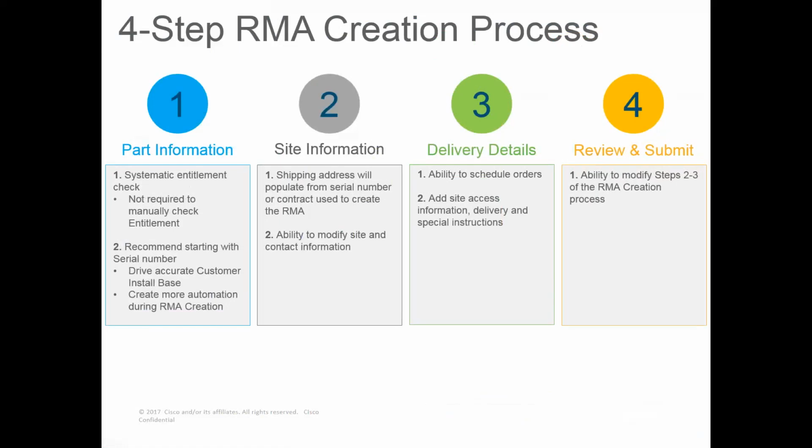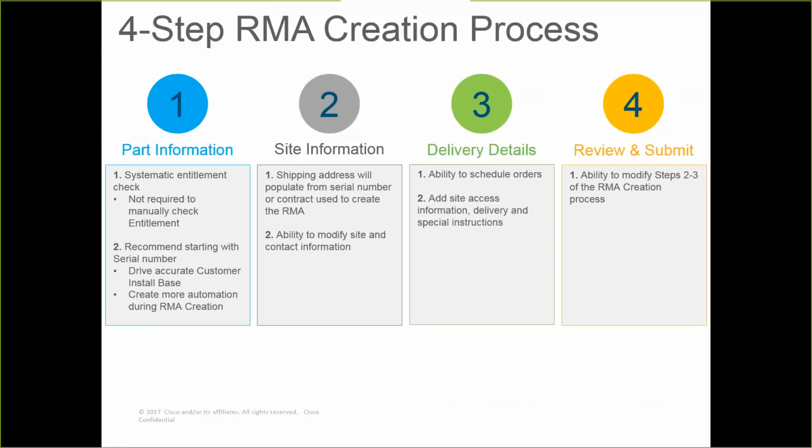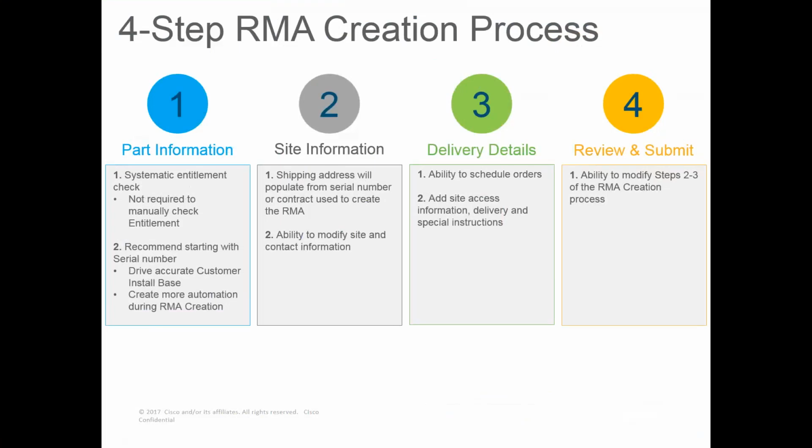Your site information will populate from the serial number or contract, and you will have the ability to modify the address if needed. Step 3, delivery details. You will have the option to schedule, add in delivery or special instructions, and if creating a premium order, you will need to add in site access information. Step 4, review and submit.